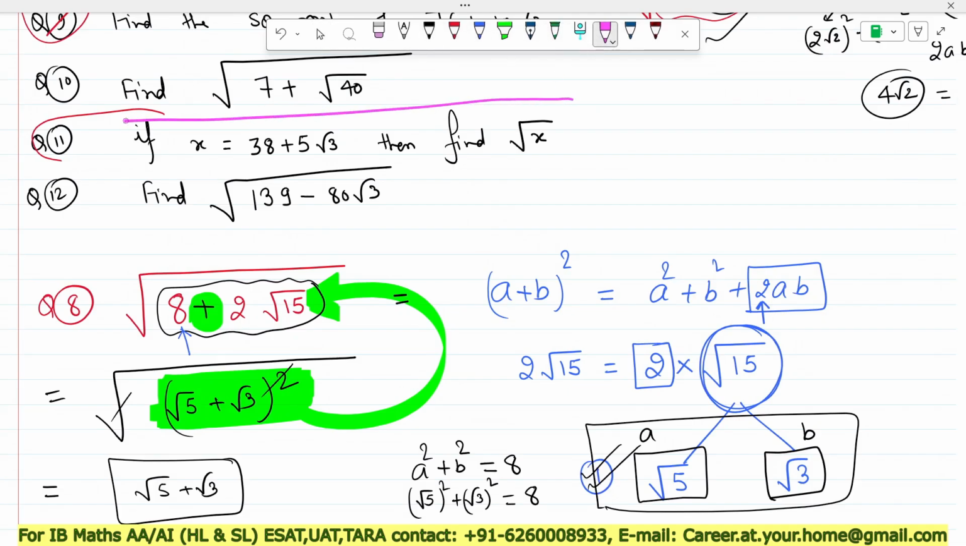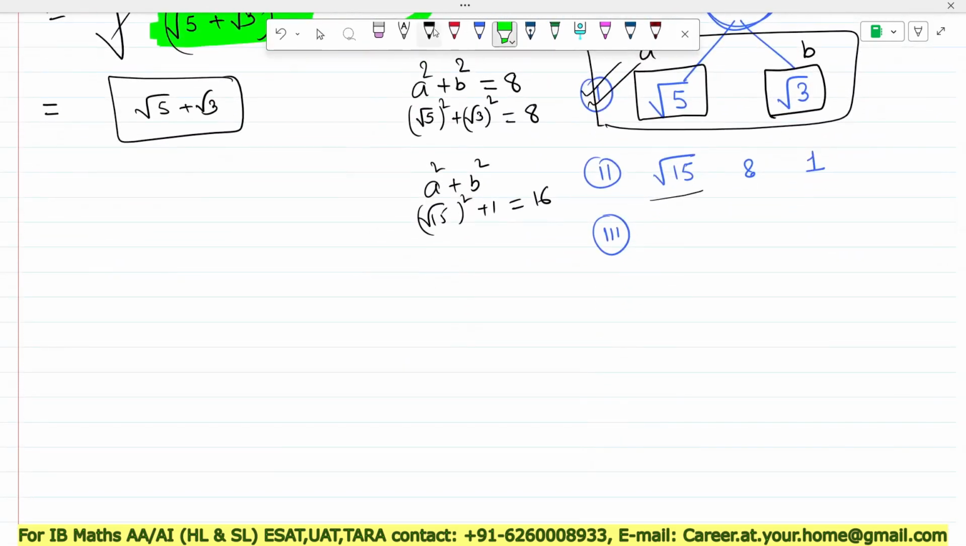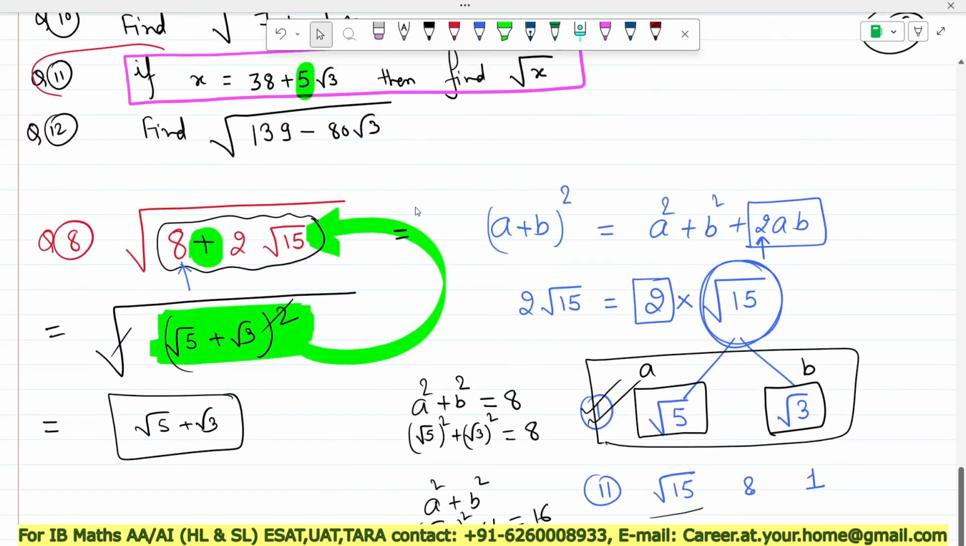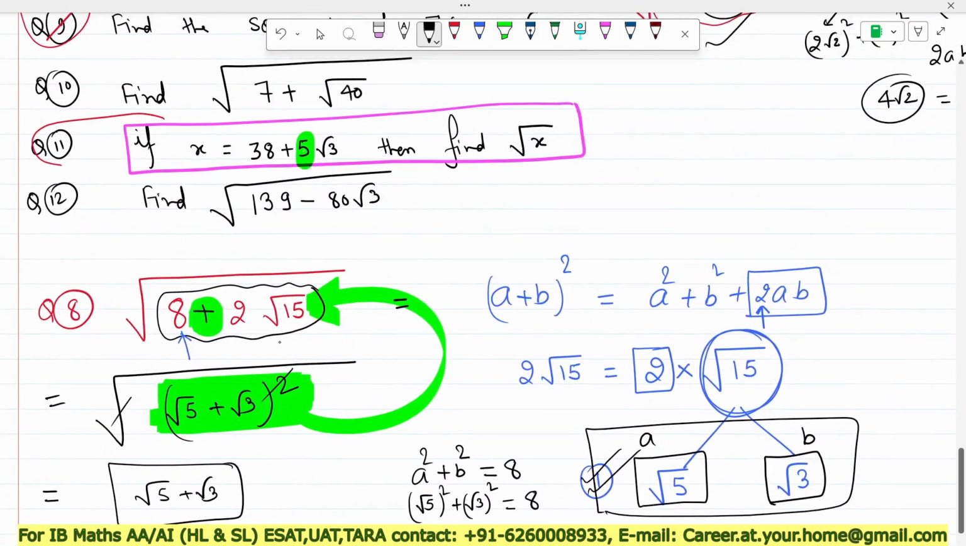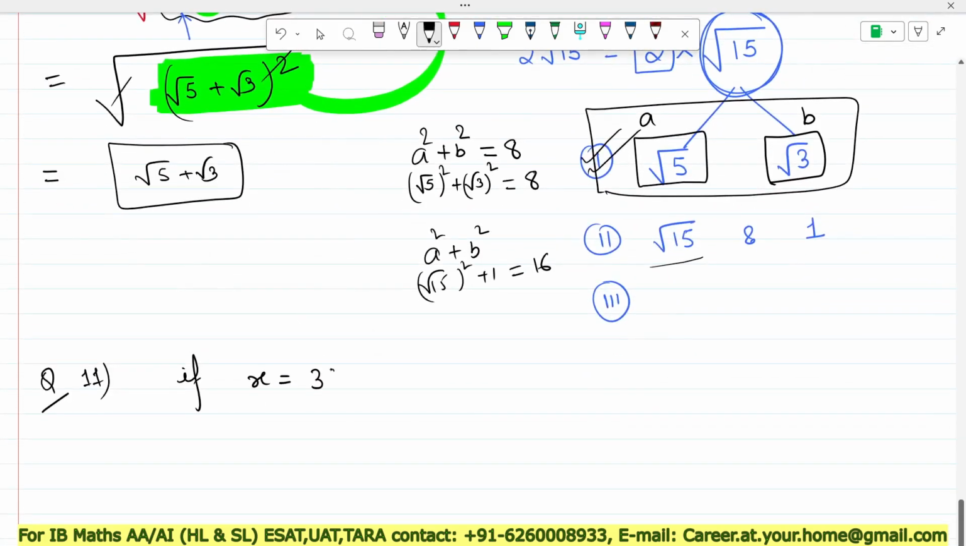I think. Yeah. I would like to discuss quickly this special case. What's the specialty here? If you don't have the 2 in this one, you cannot write a 2 factor here. So again, we have a little trick here. So please see, this is your question number 11, right? Question number 11 is saying that if x is equal to 38 plus 5 root 3, then we have to find the square root of x, right? The statement is the same, the requirement is the same, but the implementation is not the same.